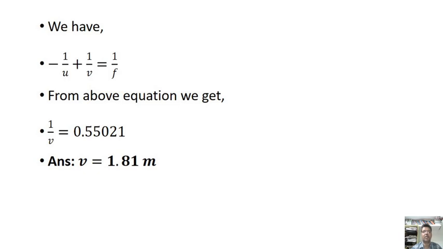So second, we have to find the v value. Next we have 1 by f is equal to minus of 1 by u plus 1 by v. Substitute the above equations, equating towards 1 by v. 1 by v is equal to 0.55021. So v is equal to 1.81 meter.